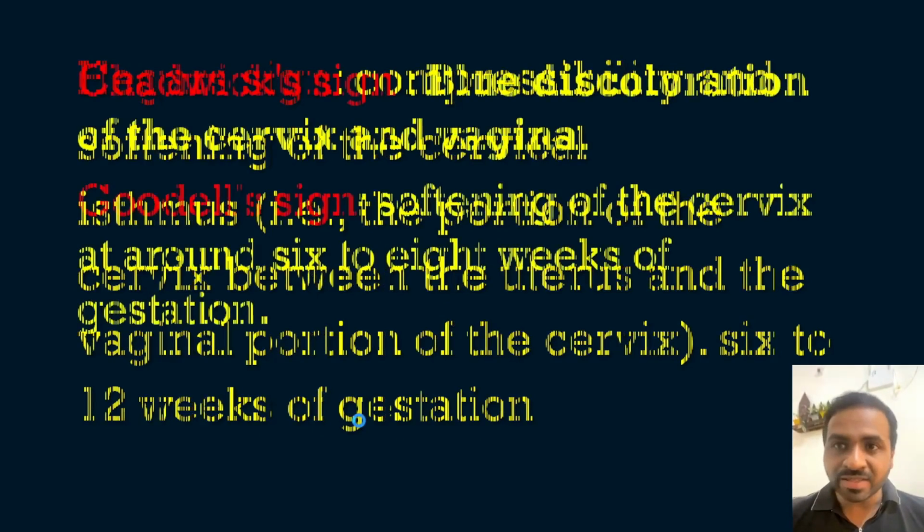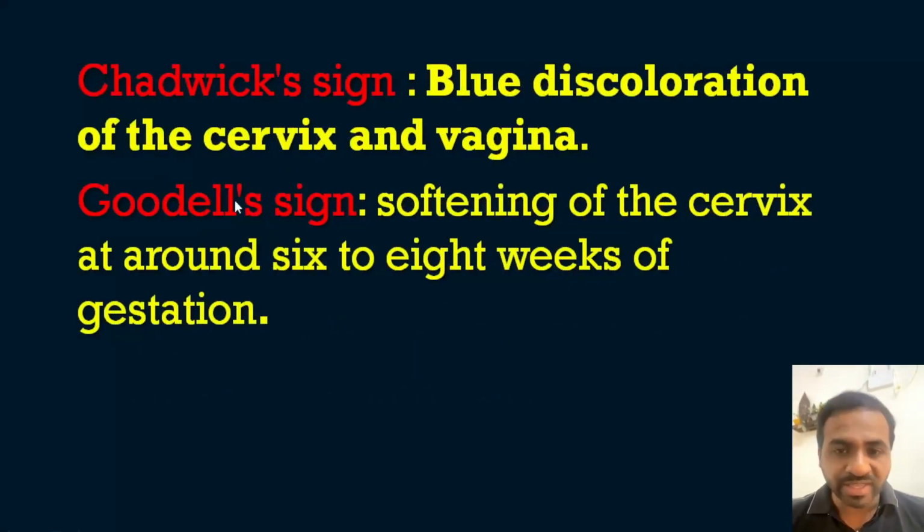And the other signs were the Chadwick sign and the Goodell sign. Chadwick sign is the bluish discoloration of the cervix and vagina, and Goodell sign is the softening of the cervix at around 6 to 8 weeks of gestation. So 4 signs you have learned from this question: Hegar's sign, Chadwick sign, Goodell sign, and Leading's sign. I think this question was very helpful for you.